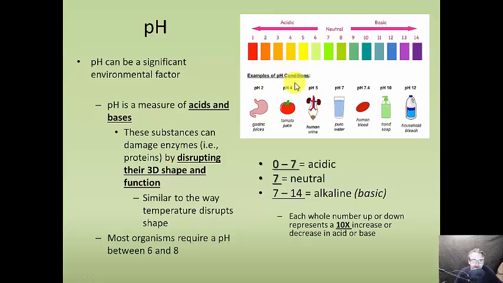So if you get too strong of an acid, then you can actually have an effect on all the proteins that are exposed to that acid. So it's a similar disruption that temperature has. So it breaks the three-dimensional structure. And really, most life on Earth occurs in a pH range that's considered neutral.